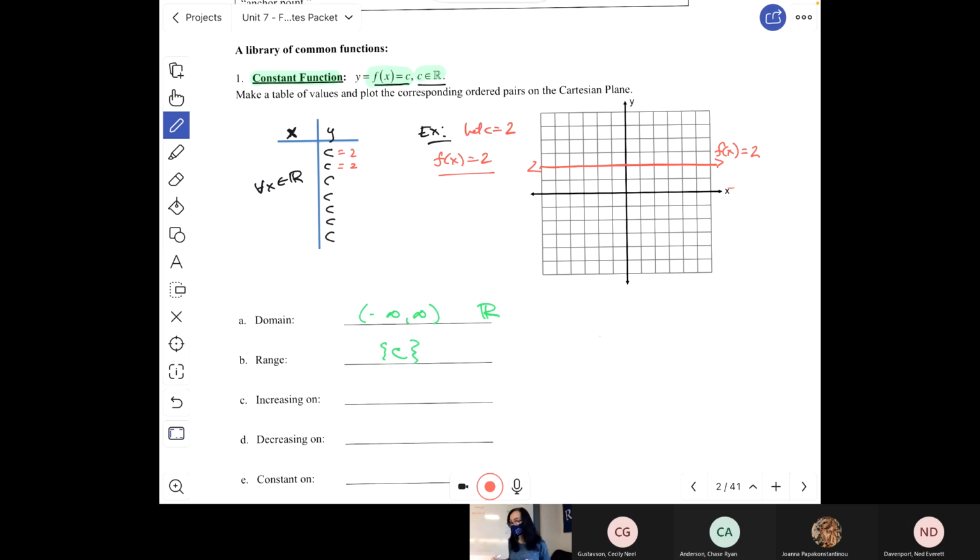Where is this function increasing? Never. Where is this function decreasing? Never. And we're looking to the graph to see where it's rising if we read the graph left to right and where it's falling. But where is this function constant? Okay, and remember, we defined increasing, decreasing, and constant on an open interval. That's what the definition said. So I would represent that as negative infinity to positive infinity. It is always constant. Okay, so there's our first in our library of parent functions.